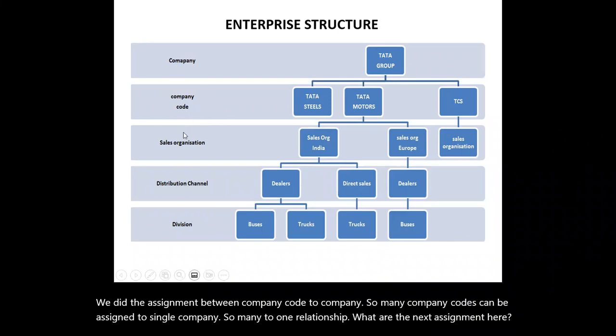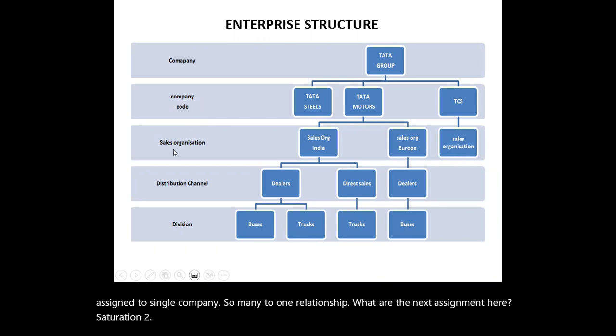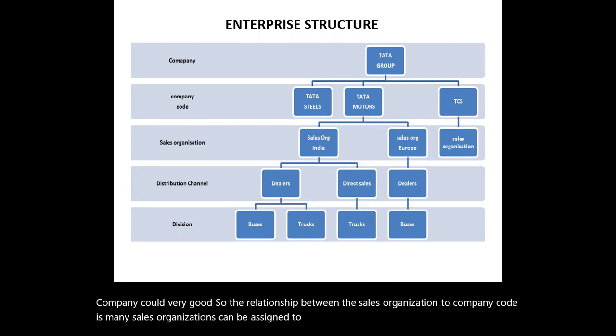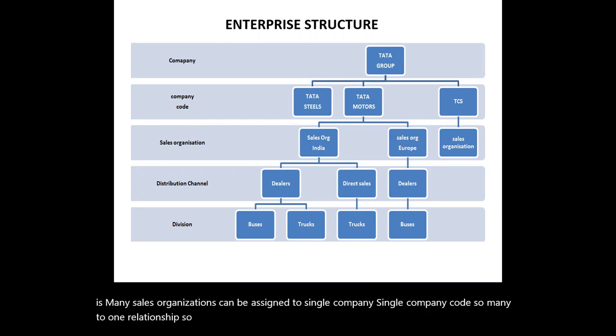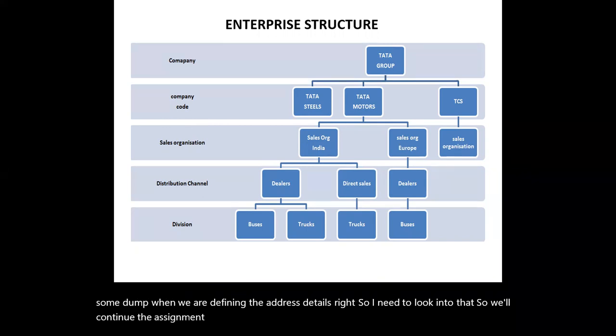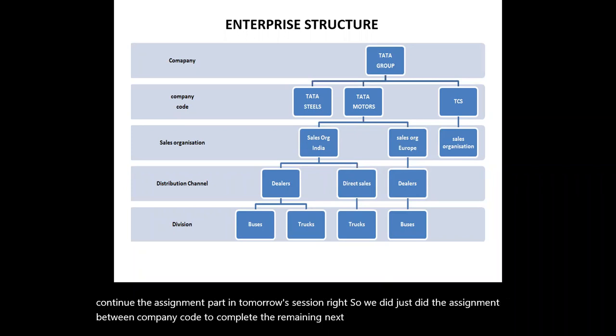The next assignment is sales organization to company code. Very good. The relationship between sales organization and company code is that many sales organizations can be assigned to a single company code, so many to one. As of now, we don't have the sales organization because we are getting a dump when defining the address details, so I need to look into that. We'll continue the assignment part in tomorrow's session. The remaining assignments we'll discuss then.